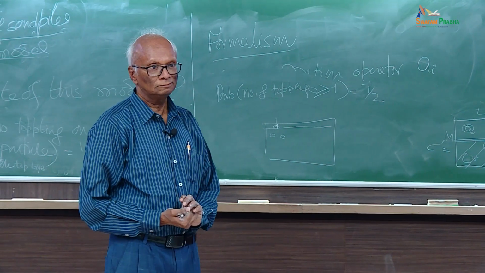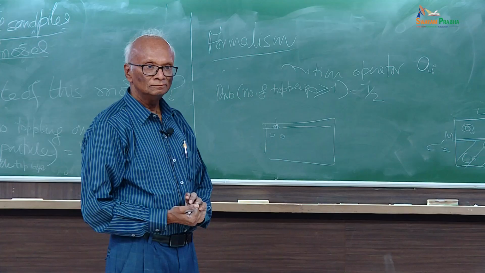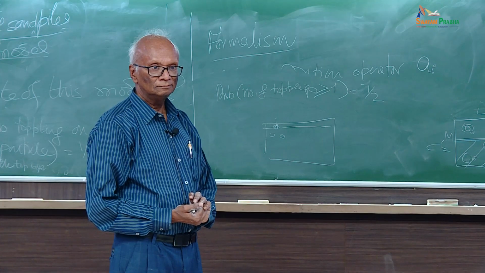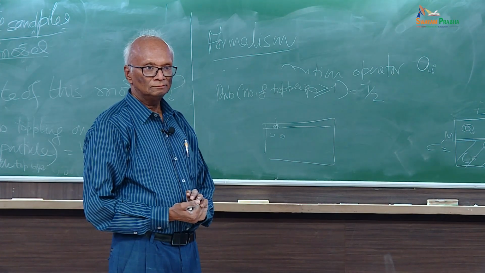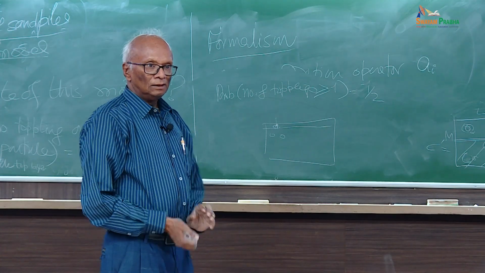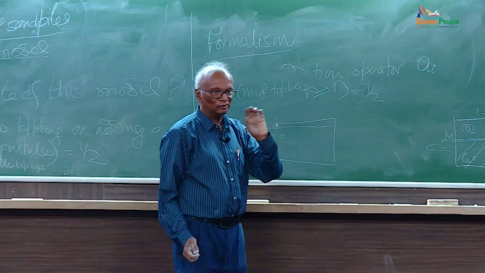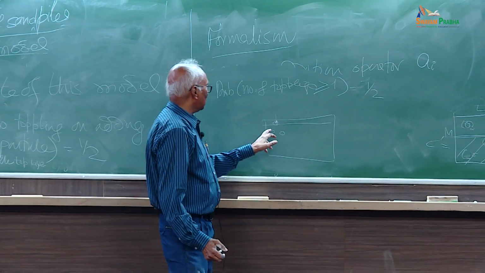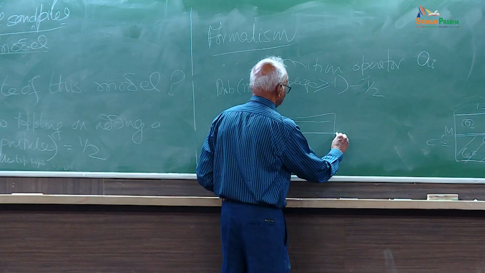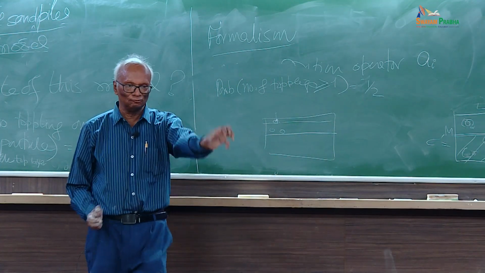So the possibility of 0 is 1 by 2. There are 2 places, so 1 by 2 times 1 by 2 is 1 by 4. So, no, let us go slowly. I think I need to know what is the probability that in the next layer there will be 2 zeros.